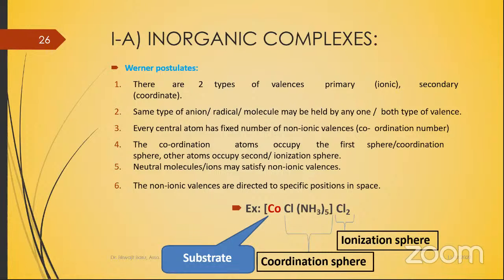If this comes in the exam, then you will describe it with this example. Okay, that is [Co(NH3)5Cl]Cl2, where the substrate, that means cobalt, the central atom, is known as the substrate. [Cl(NH3)5] is known as the coordination sphere or first sphere, and the rest of that is known as the second sphere or ionization sphere.